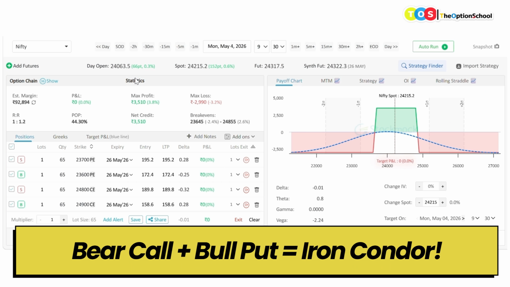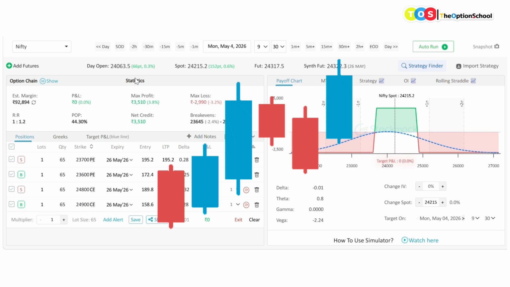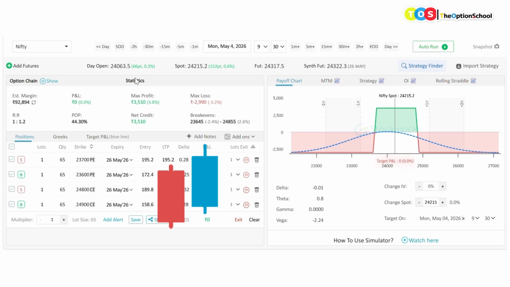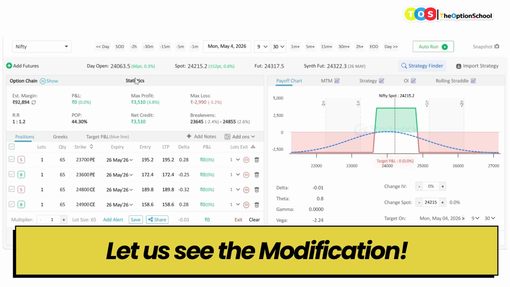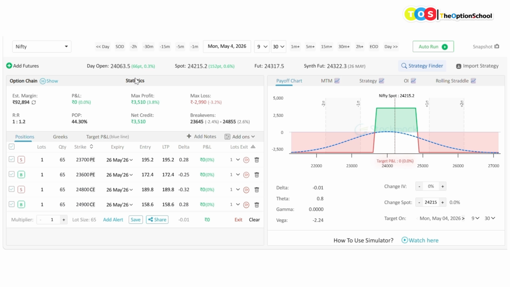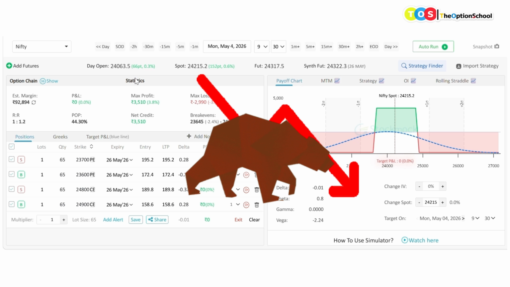But in case I have a little bit of anticipation of the market, I can modify this trade and that can save me a lot of adjustments and pain. How we can do that? Let us quickly see what can be the modification. Now suppose, although I'm not having any view, but suppose I'm having a view that okay, market can go down.